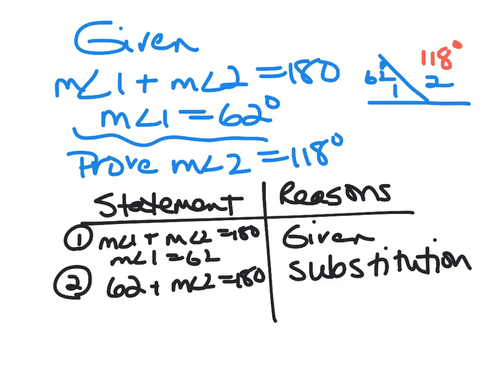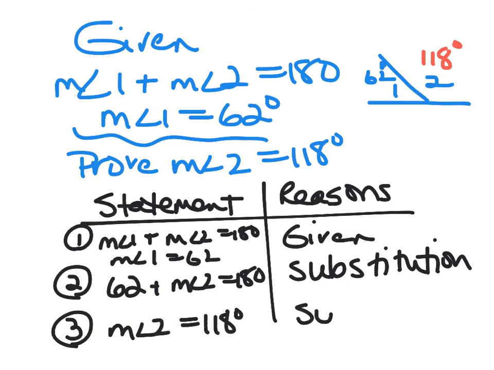What can I do next, Valentina? You put the measure of angle 2 equals 118. Good. The reason would be subtraction. Beautiful. So what I have to do is, I'll just show that what we did was minus 62 from both sides, and that's how it canceled, and we were left with the measure of angle 2 equals 118, and we're done.